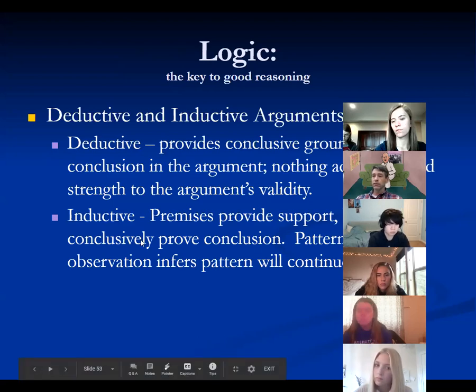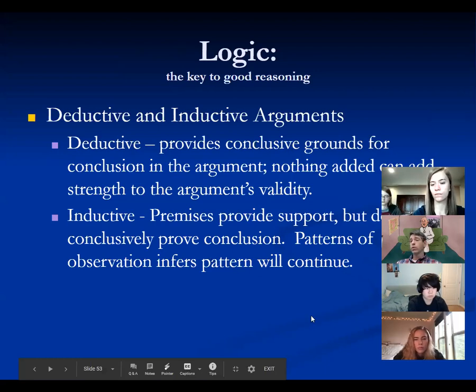Okay, inductive. What is an inductive argument? An inductive argument is one where the premises provide support but do not conclusively prove the conclusion of the argument. It's based more along patterns of observation, and it is assumed, and sometimes it's a good assumption, that those patterns will continue. And of course, in the case of the swans one, right? So this swan is white, that swan is white, those swans are white. Well, if all you've ever seen are white swans, you might assume, and lots of times you'd be right, by the way, that there are only white swans, right? That there aren't any black swans.